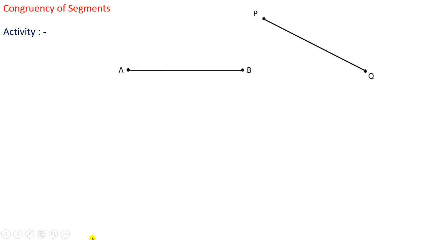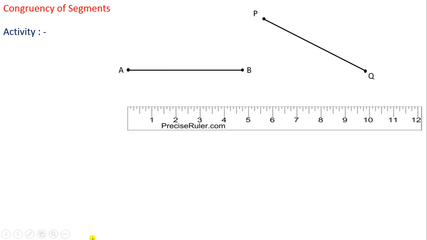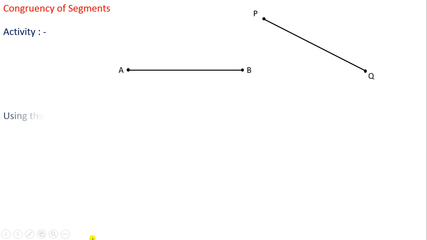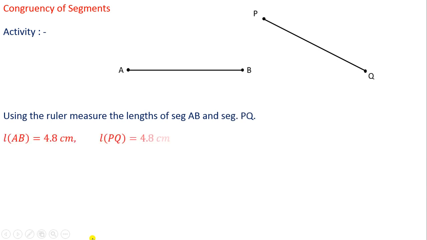Congruency of segments. We are doing one activity here. If we give segment AB and segment PQ, when we take the measures of these segments with the help of a ruler, we see both the segments are equal in length. That is, the length of AB is 4.8 cm and the length of PQ is also 4.8 cm. So the lengths of these segments are equal, and we can say these segments are congruent to each other, and it can be written as segment AB congruent to segment PQ, with the sign of congruency.